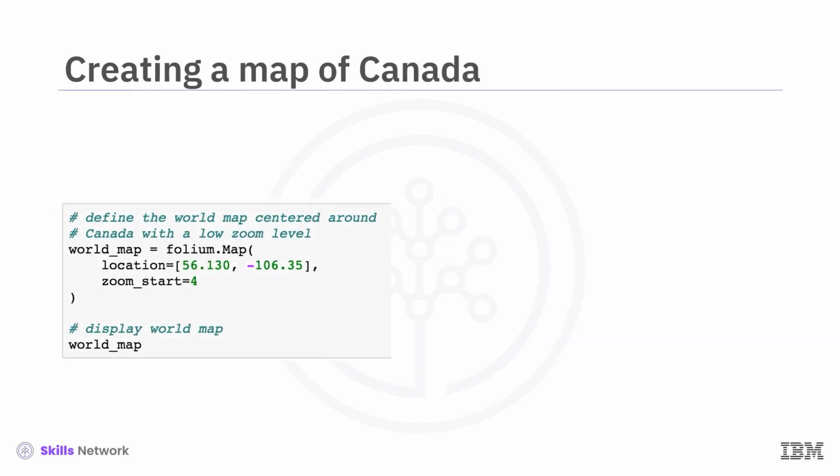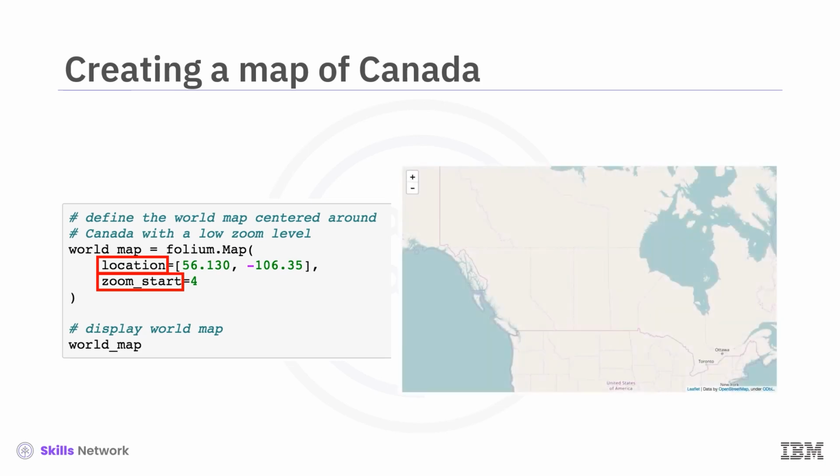Now, let's create a world map centered around Canada. To do that, we pass in Canada's latitude and longitude values using the location parameter. With Folium, you can set the initial zoom level using the zoom_start parameter. I say initial because you can easily change the zoom level after the map is rendered by zooming in or out. You can play with this parameter to determine the initial zoom level for different values. Let's set the zoom level for our map of Canada to 4. The result will be a world map centered around Canada.